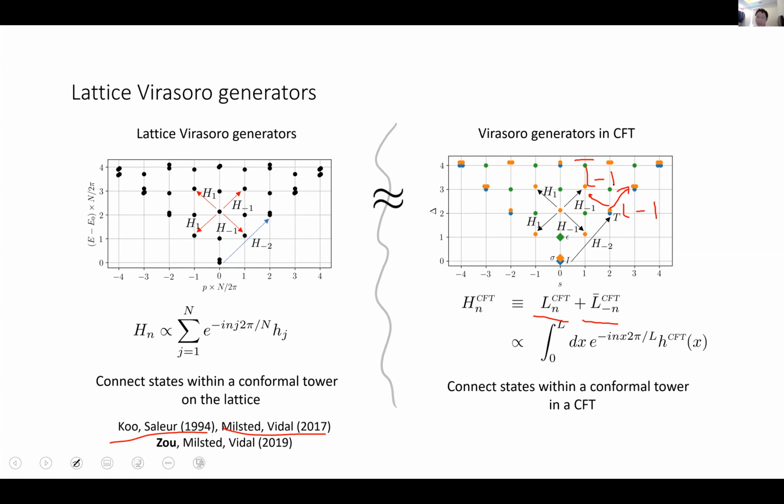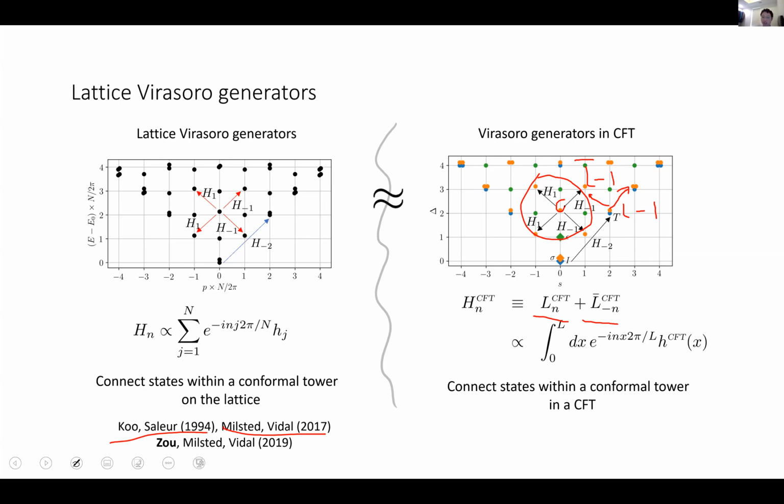And if you linearly combine them in a way that L_n is combined with L bar -n, then you can see in the center of the figure this. From the central point here, if we apply H_-1, which is L_-1 and L bar 1, you get both to the right up and to the right down. And you can see also that H_1 would act in exactly the same way. So this is what the Virasoro generator does in a CFT, that it connects the states within the same conformal towers.